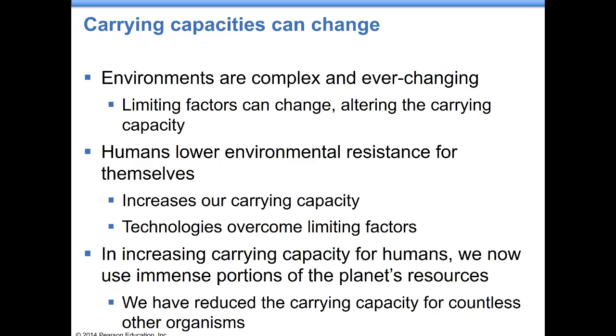So humans have that ability to change. We can increase the carrying capacity for humans. We know how to use immense portions of our planet's resources in a sustainable way, and we have actually reduced the carrying capacity for countless other organisms because of our use.